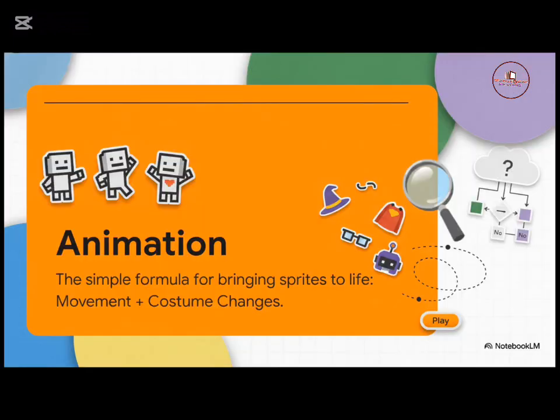The lesson plan breaks animation down into this just beautifully simple formula. It's not some magic trick. It's just two things happening at once. You make the sprite move, and you make it change its costume. Like flipping between two drawings of a character walking. And that's it. Movement plus costume changes equals animation.